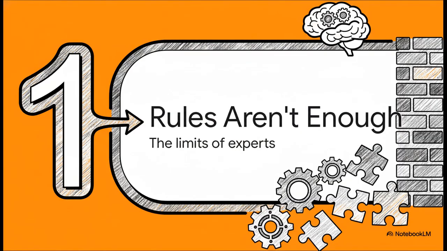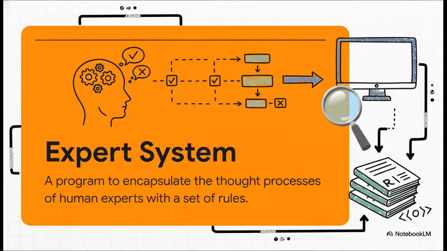Okay, first up, when rules aren't enough. To understand where we are now, we've got to go back in time a bit, to an early idea for machine intelligence that, well, let's just say it ran into a wall. This idea was called an expert system. And on the surface, it sounds pretty logical, right? The thinking was, let's just find a human expert, say a doctor or an engineer, and write down every single rule they use to make a decision. Then we just feed those rules into a computer.